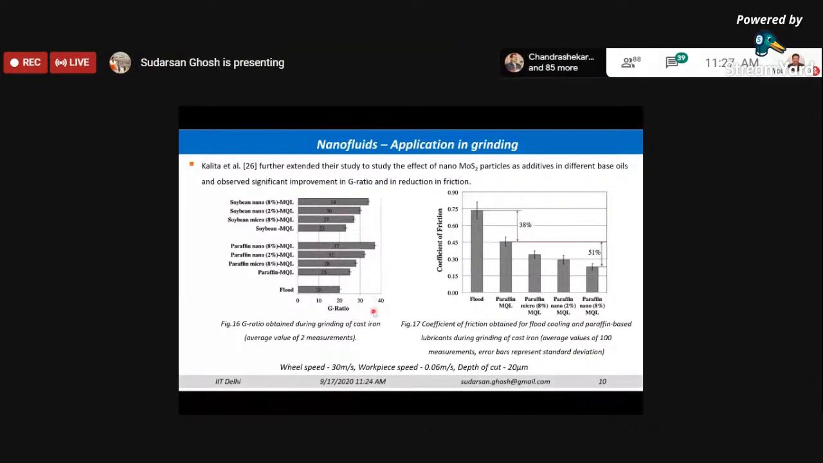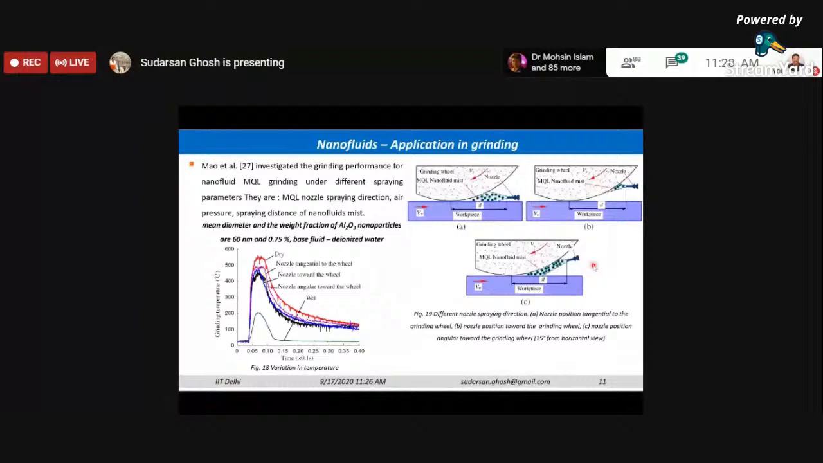The coefficient of friction can also be lowered by a very drastic amount. If you see from here and here, there is a very high, drastic reduction in the coefficient of friction, which is very beneficial. These are the studies based on which we decided that yes, these nanofluids can be employed in the grinding of superalloys.